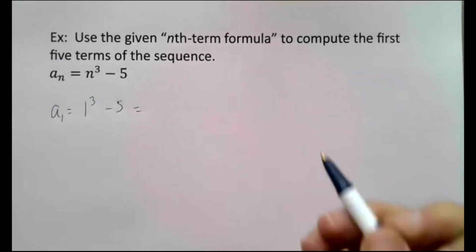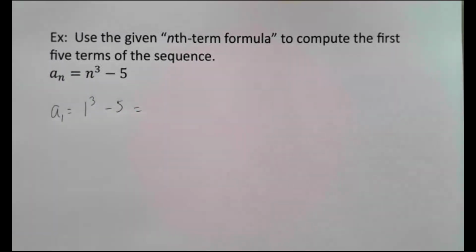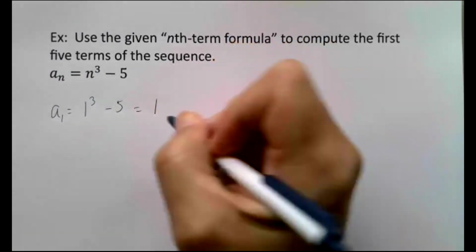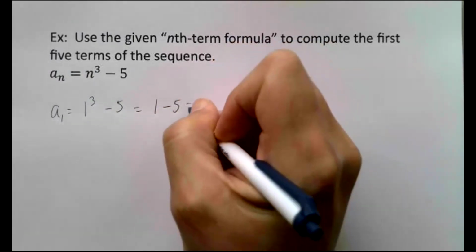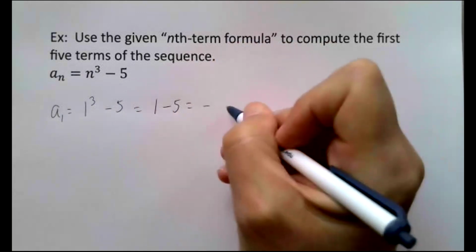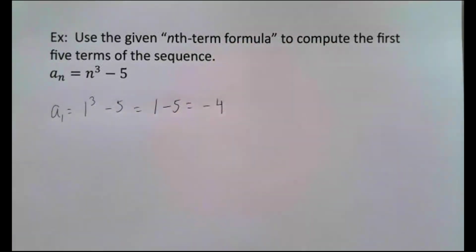Okay. What is 1 to the power of 3? That means 1 times 1 times 1. 1 times 1 times 1 is still 1. That's not super exciting. 1 minus 5 is my answer here. So the first term of my sequence is -4.